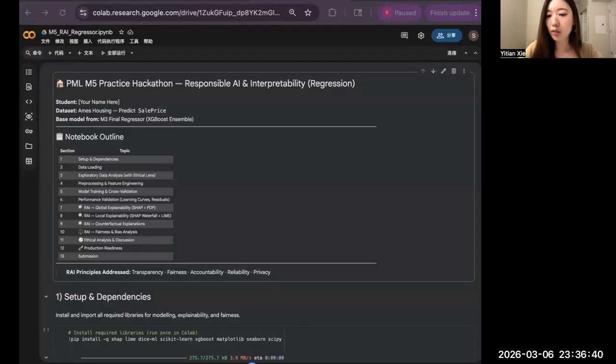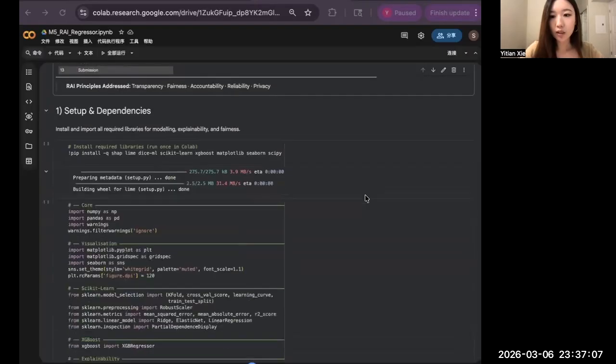This project focused on three main objectives. First, developing a robust regression model for predicting house prices, applying explainable AI techniques to understand how predictions are made, and also evaluating the system using fairness analysis, bias detection, and a production readiness check. Throughout this presentation, I will reference specific sections from my notebook to explain each step of my workflow.